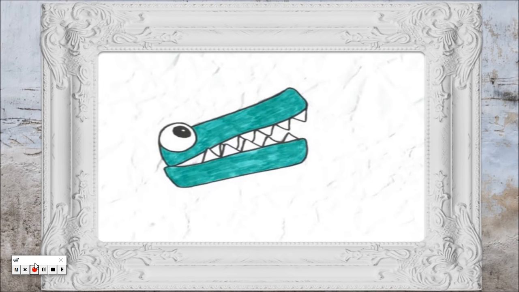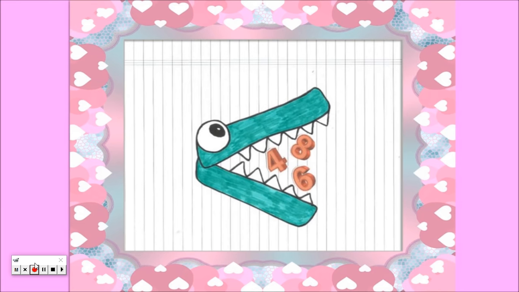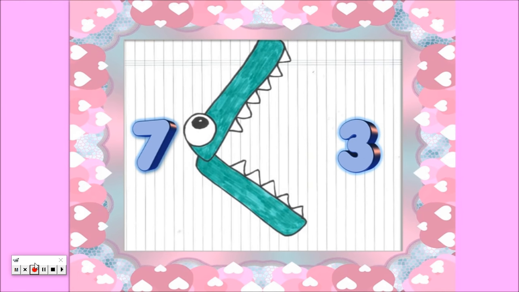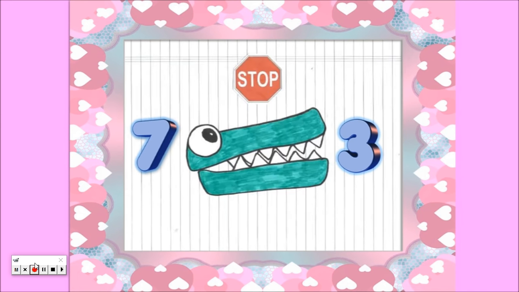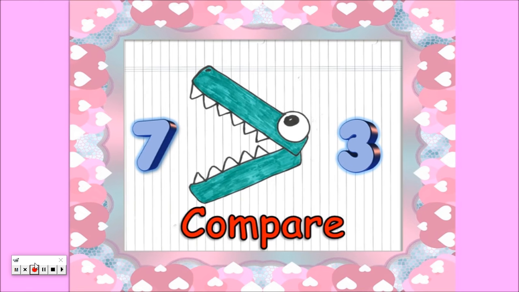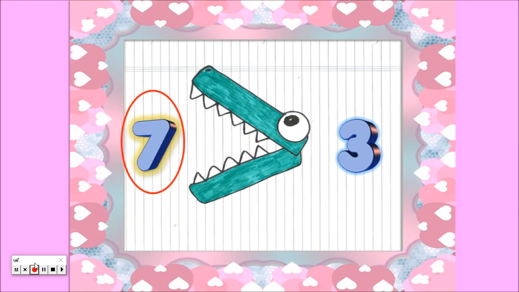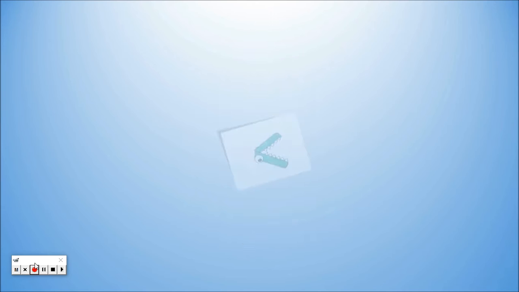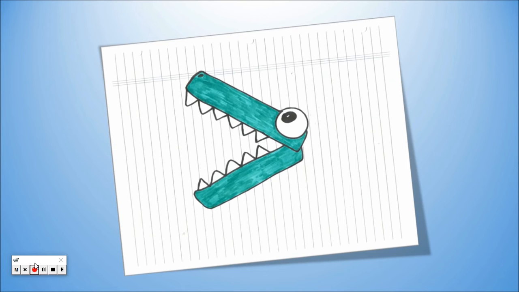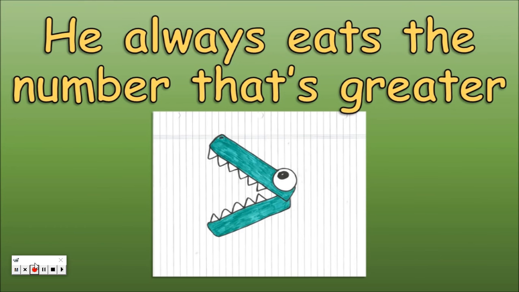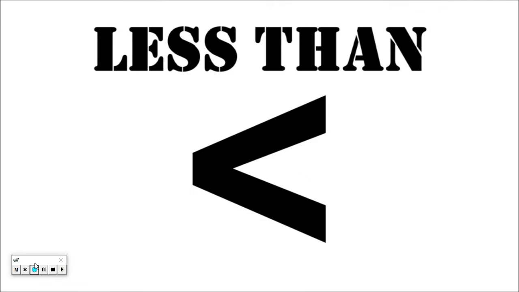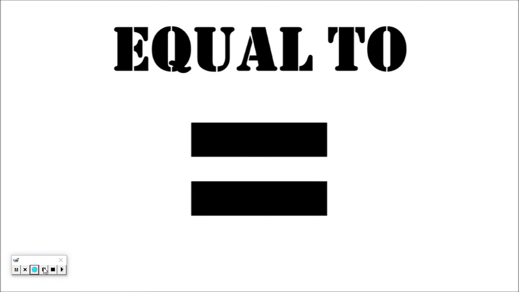Once upon a time there was a hungry alligator. He loved to eat numbers, so he figured out a way to always get the biggest bite when the numbers were there. He would stop for a second, take a look and compare. Whichever number was the biggest of the two was the one that he would eat. So just to review, here's the main thing to know about the hungry alligator. He always eats the number that's greater. Greater than, less than, equal to.